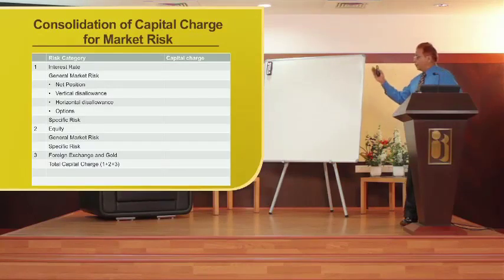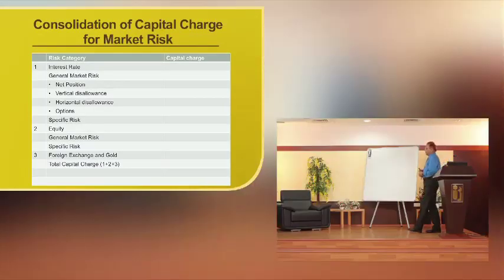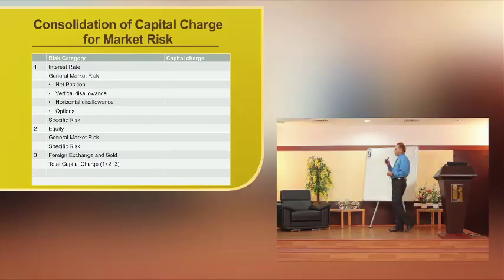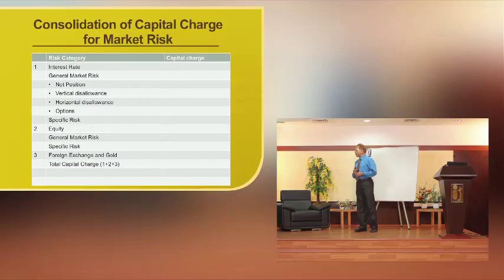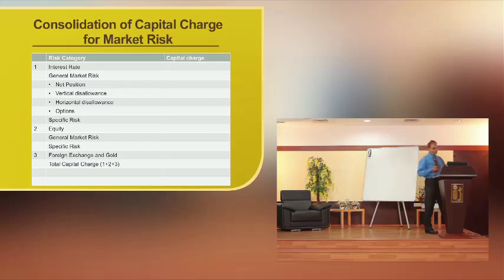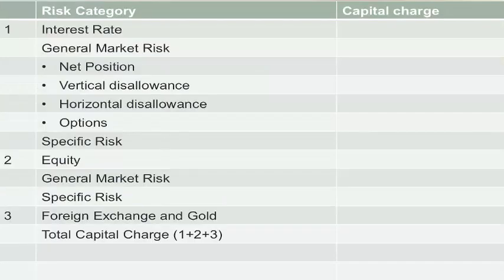So to take care of this, to take away the benefit of netting, vertical disallowance and horizontal disallowances are charged in addition to the net position, and specific risk, we have seen, is part of the credit risk on the particular issuer.